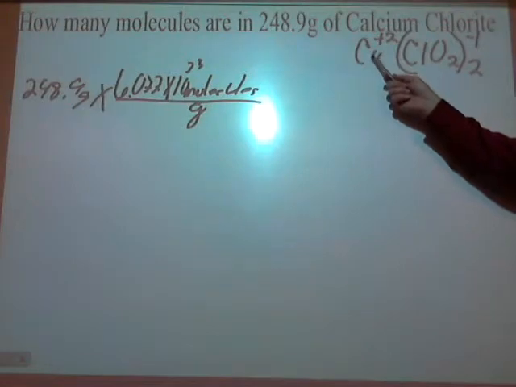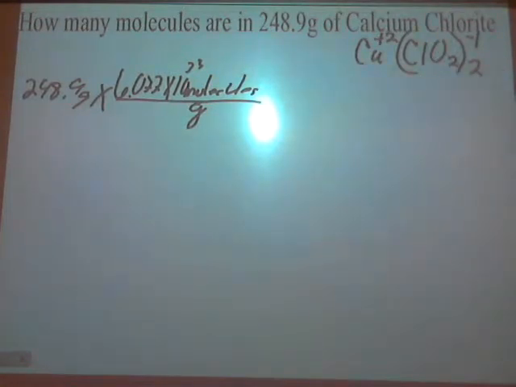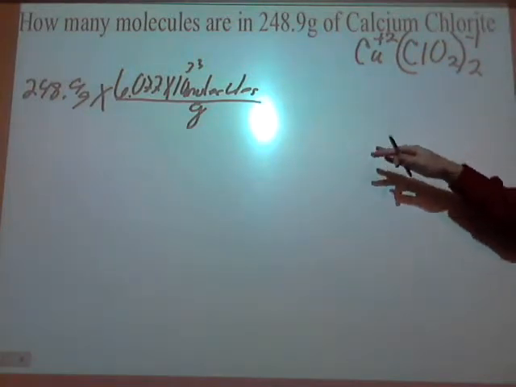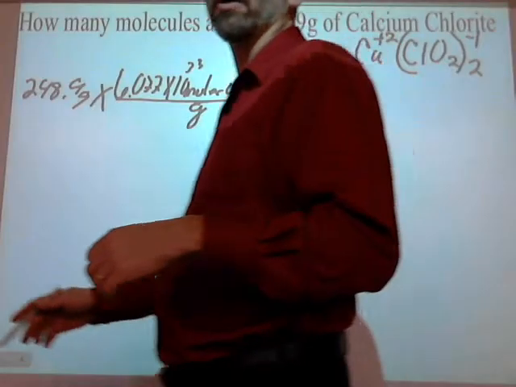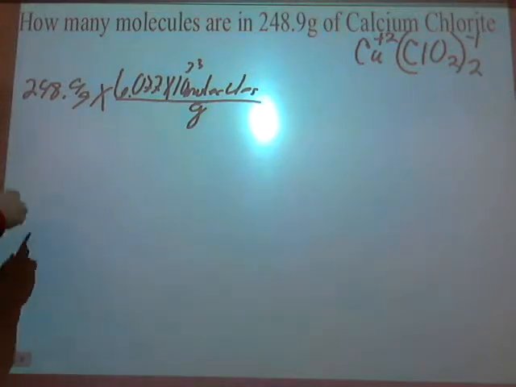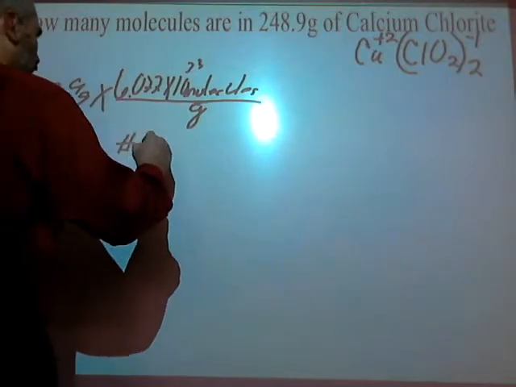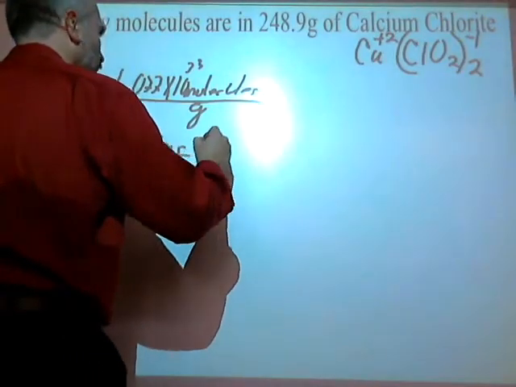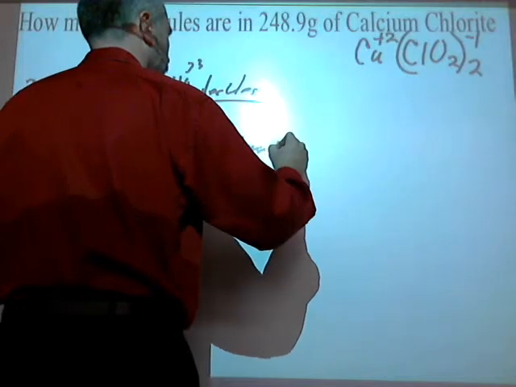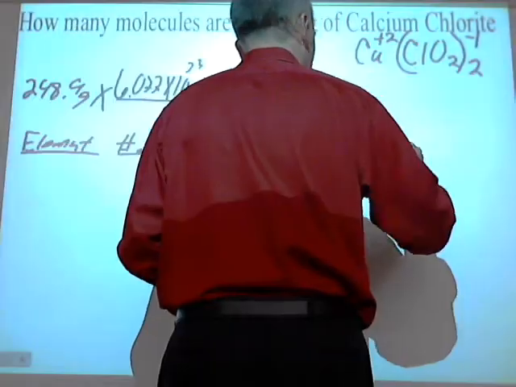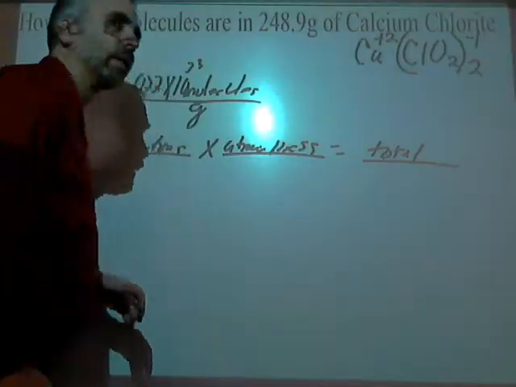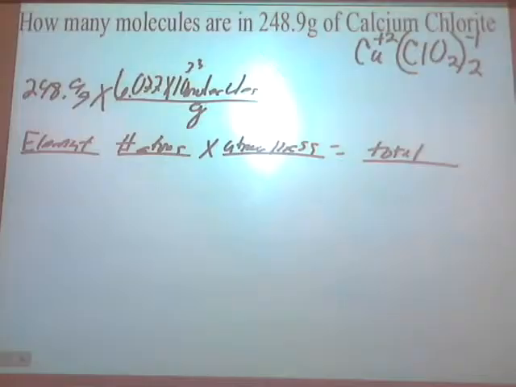I got to have 1 calcium. How many chlorines? 2. How many oxygens? Can you try to do that in your head? No. Can you do it on a calculator all at once? Some of you can. What do I need to see for the problems? I need to see that chart. Okay, so let's make that chart. Same chart you had to make on Friday. The element underneath there, the number of atoms, times the atomic mass, and then that giving you the total mass. And then you add those up. That way I see the work you did.